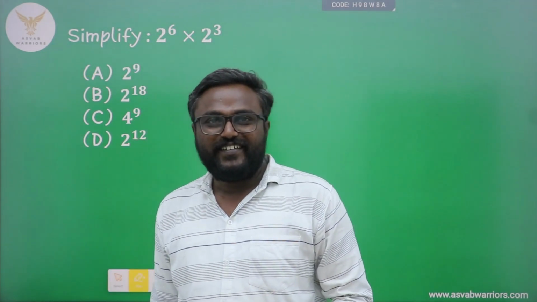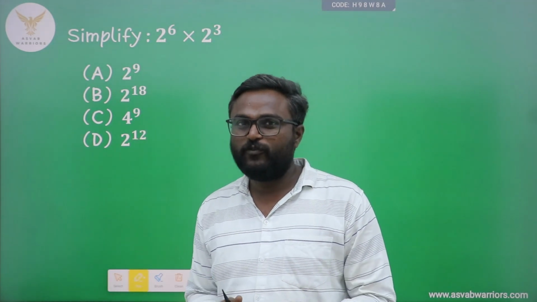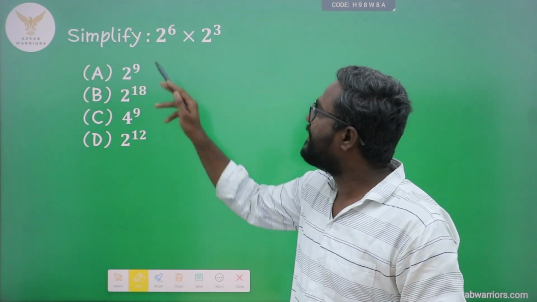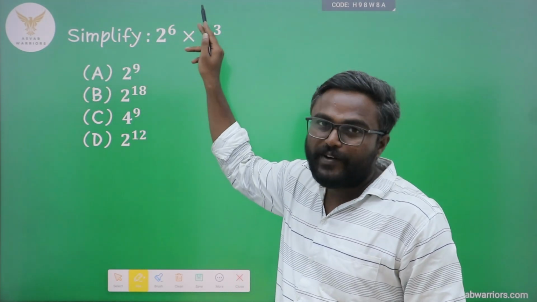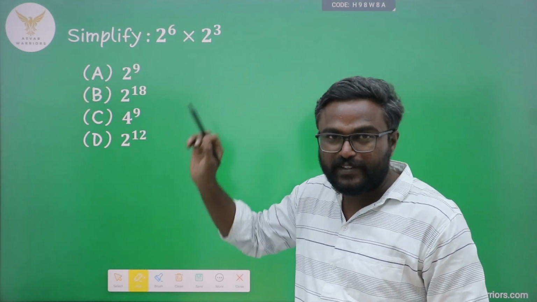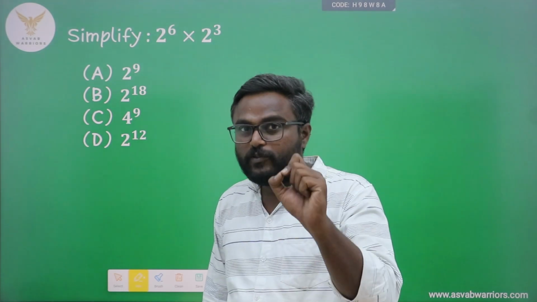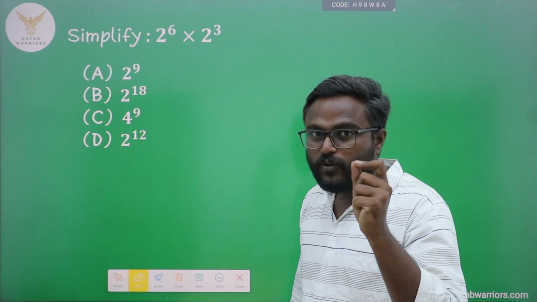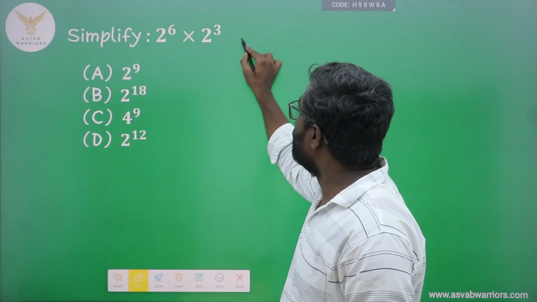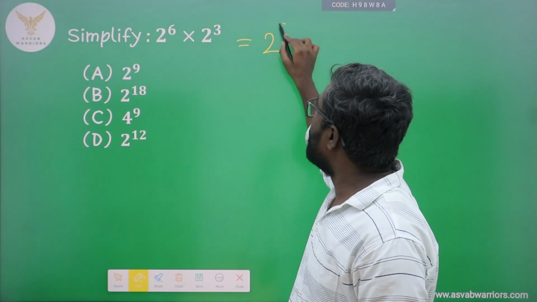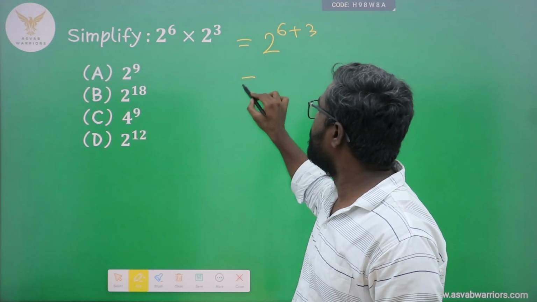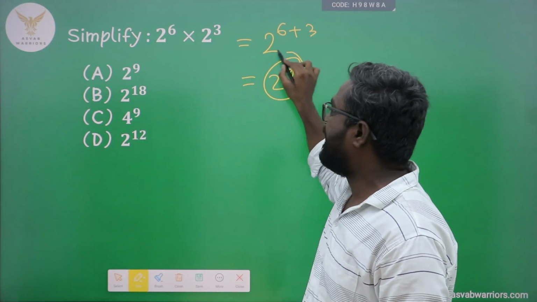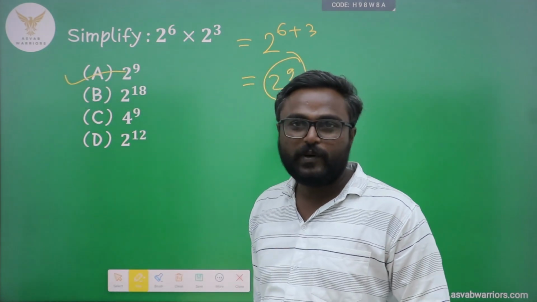So, here guys, I have a question for you to solve. The question says, simplify 2 to the power 6 times 2 to the power 3. If you want to solve it, please pause the video and solve it. When you solve it, you are going to get the answer equal to 2 to the power 6 plus 3, which is nothing but 2 to the power 9. So 2 to the power 9.